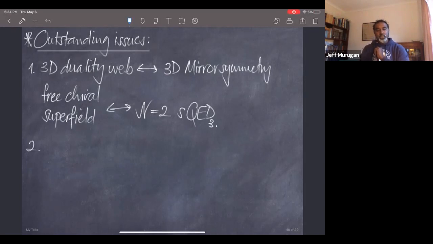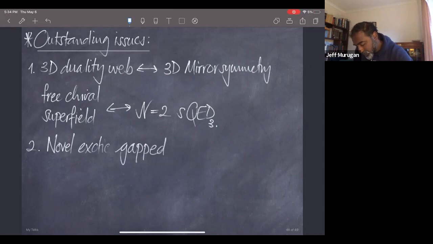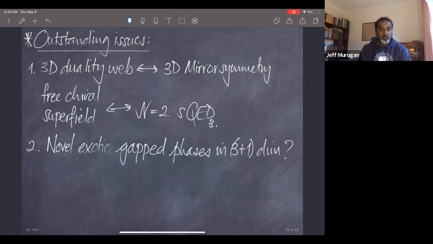The second thing is that this wealth of information that was provided by 3-dimensional duality webs resulted in the prediction of novel, new, gapped phases of matter in 2+1 dimensions. So the question then arises is, can we use this 4-dimensional duality web to predict novel, exotic, gapped phases of matter in 3+1 dimensions related to 3+1 dimensional topological insulators, for example.